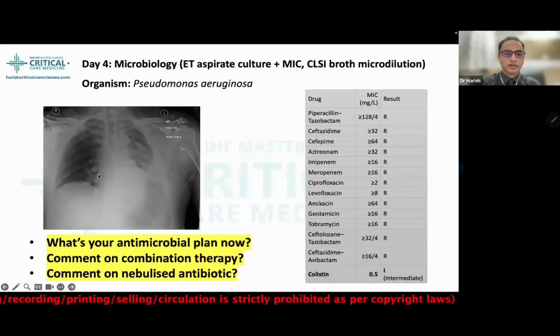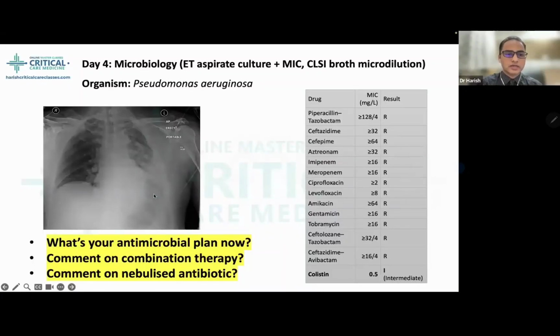Infiltrates here are on the left side, not on the right side. So there is an increase in infiltrates on the left side, with Pseudomonas in the ET aspirate which we sent. This is the MIC value. If you see, it is intermediate sensitive to colistin and resistant to almost all the commonly used beta-lactam beta-lactamase inhibitors and other carbapenems.